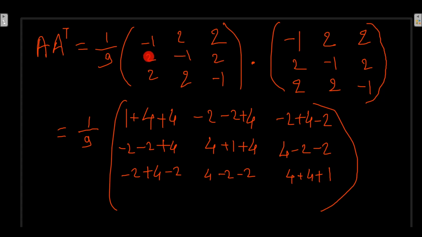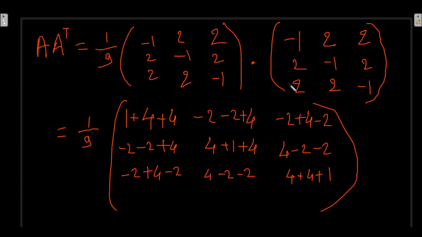Then second row multiplied by third column. So 2 multiplied by 2, 4. -1 multiplied by -2, plus 2 multiplied by -1, -2. Okay, so this is also done. Then third row will go with first column. So 2 multiplied by -1 is equal to -2, plus 2 multiplied by 2 is equal to +4.